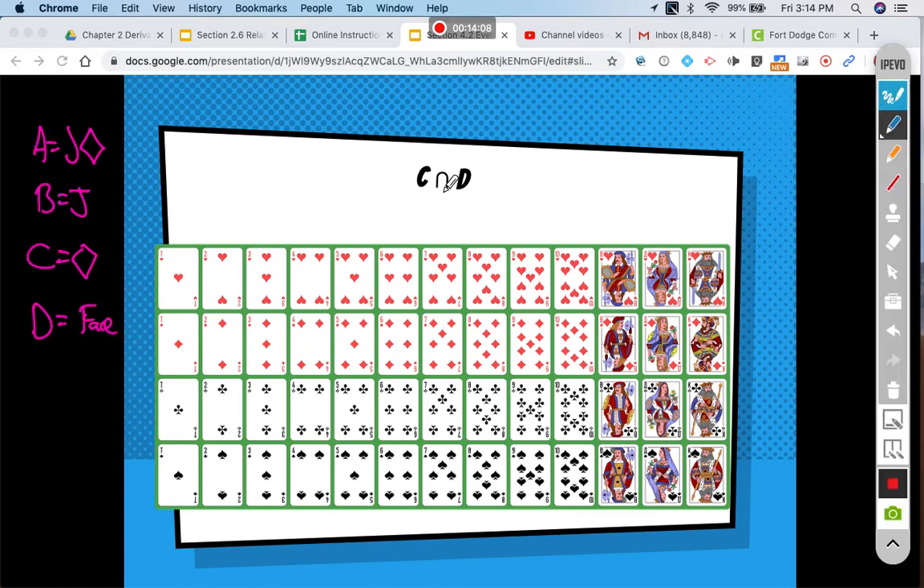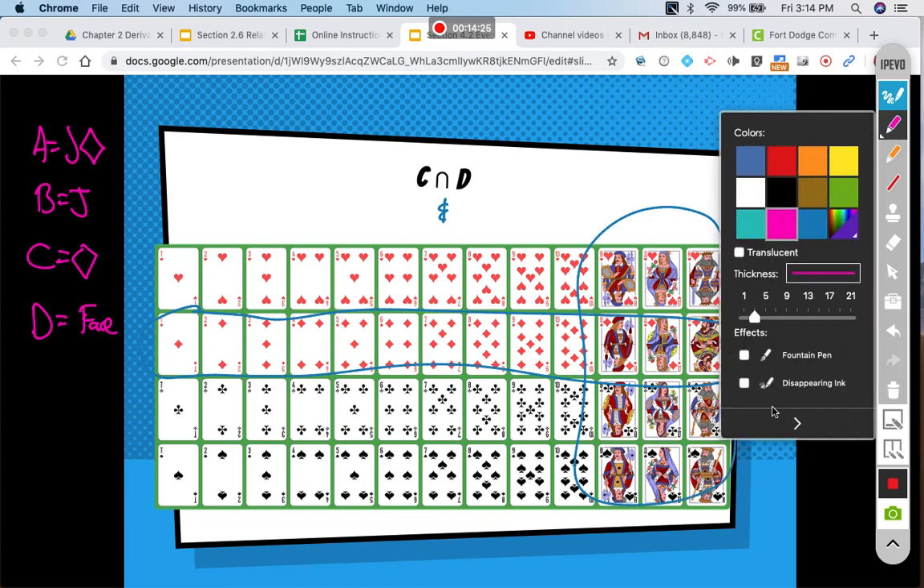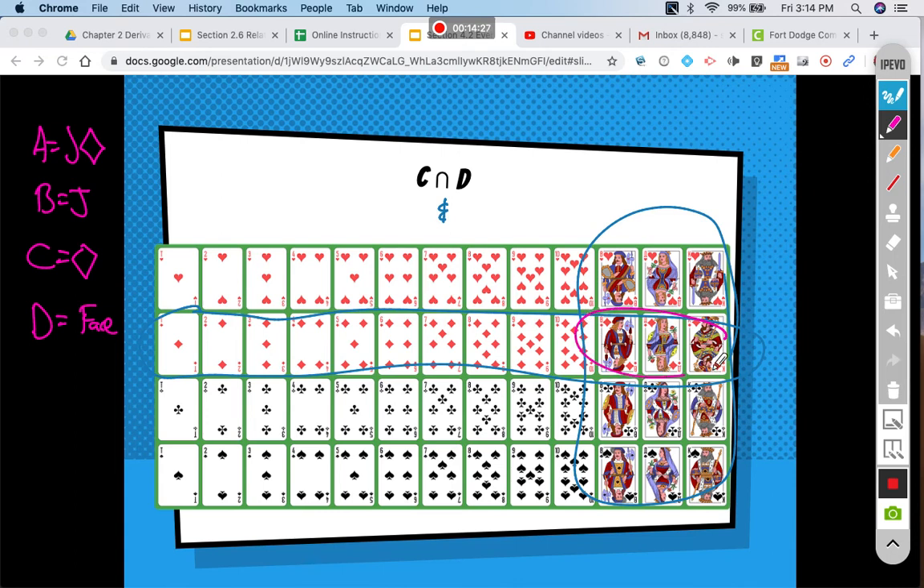Finally, just to refresh this notation, this is the intersection, that's the and. So if we look at C, which is the diamonds, and D, which is the face cards, my intersection is going to be these right here. Those 3 cards are the only ones that are both a diamond and a face card. So that's, again, these are our boolean operations.